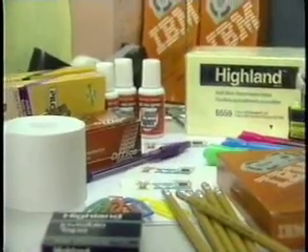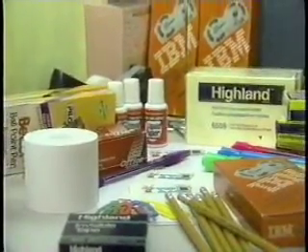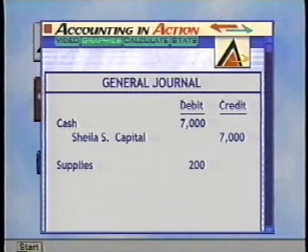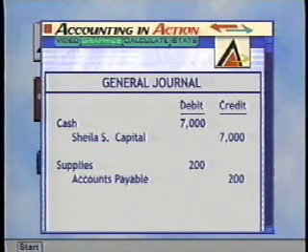The company purchased $200 worth of supplies on credit. So in the journal, record a debit for the supplies account. And to balance it, we would record a credit for accounts payable.